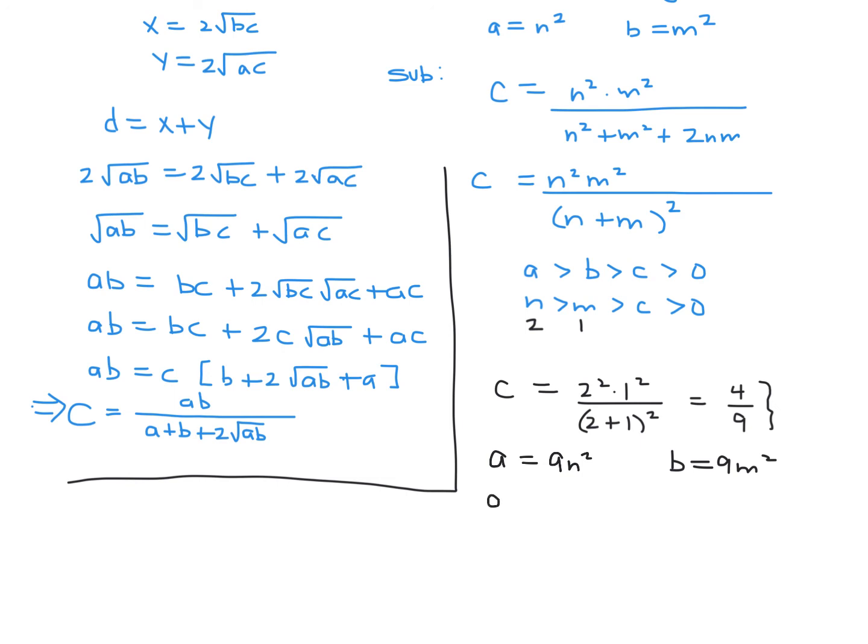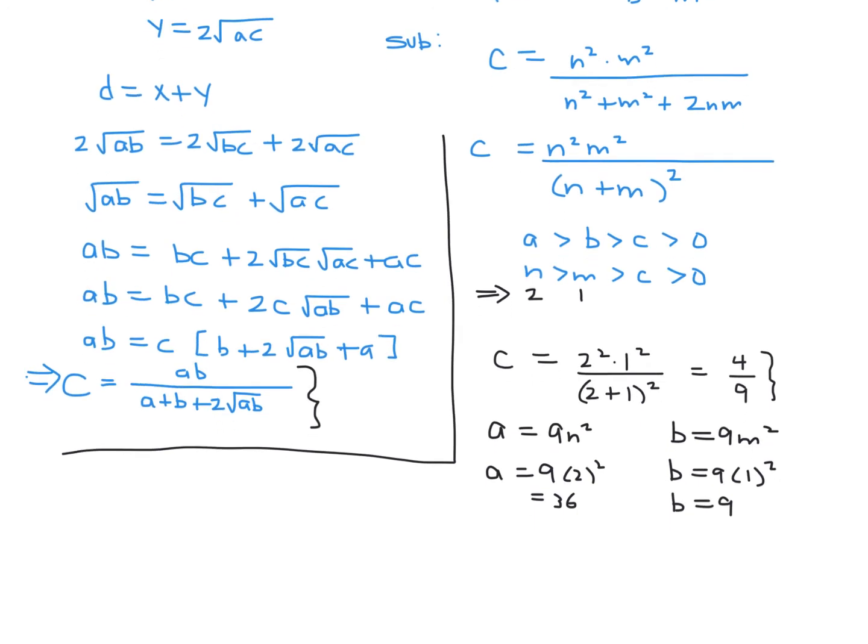So that means I'll just keep with the smallest possible. 9 times 2 squared, so that's 36. And here 9 times 1 squared, so that would be 9. Okay. And then let's see what happens here. So I got to use this formula here, because this is the one with the a's and the b's.